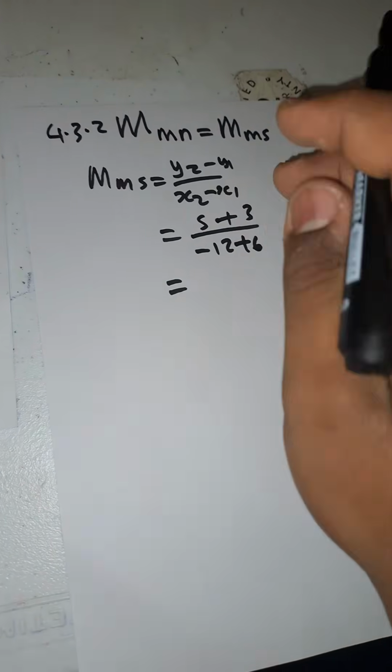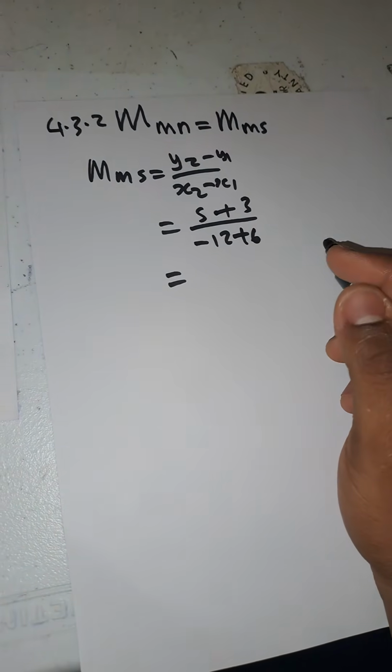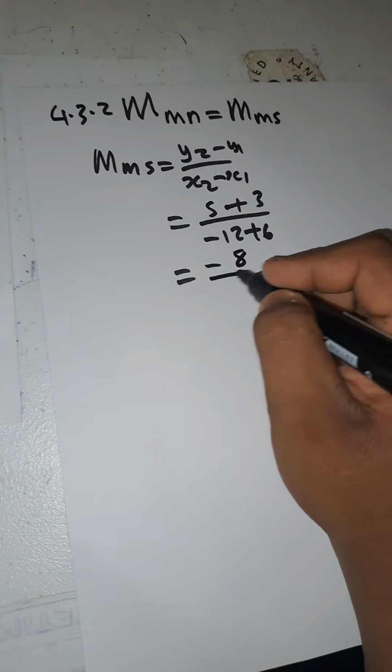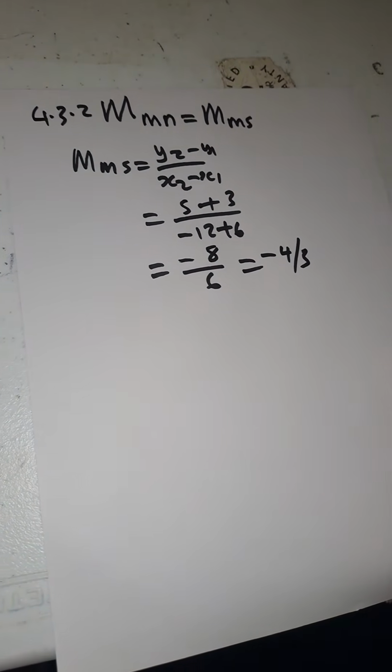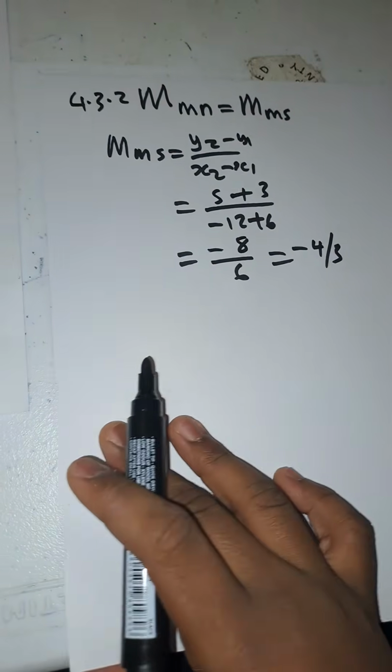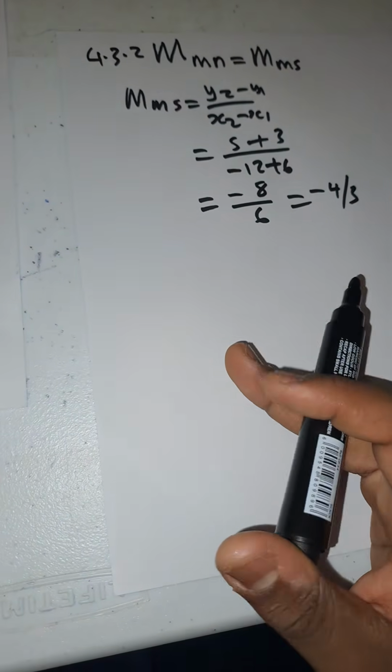What is the answer? 8 over, what is minus 12 plus 6? It is minus 8 over 6, which is the same as negative 4 over 3. But this is the gradient of MS. They want the equation of PS.